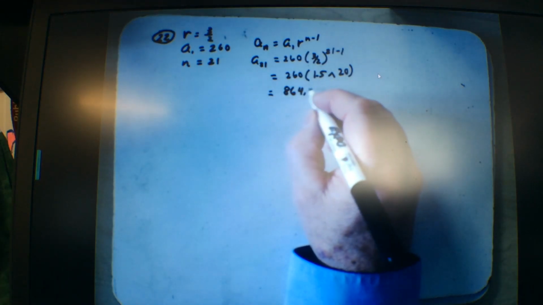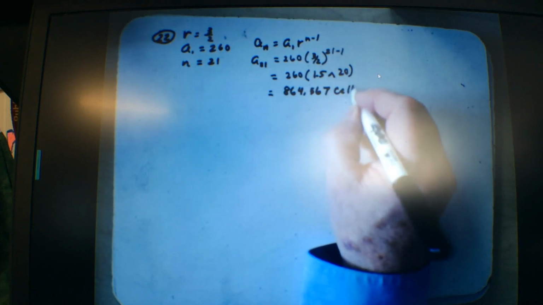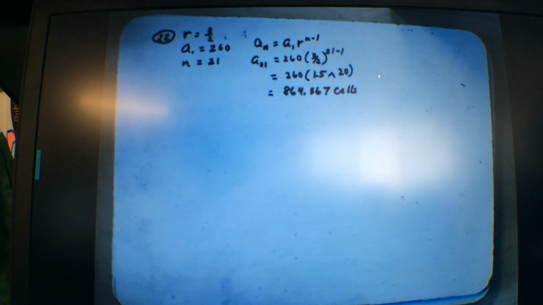864,000. That's right. 567 cells after 21 minutes. Dang. That's a big bacteria. Right? All right. This is cancerous chicken cell.